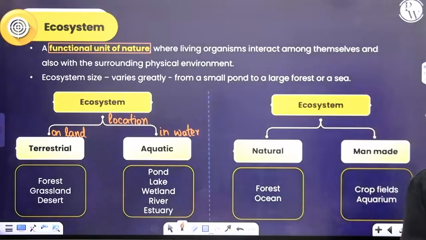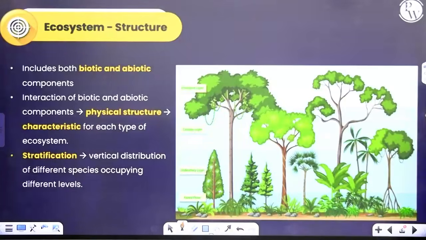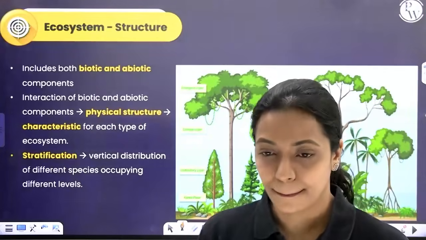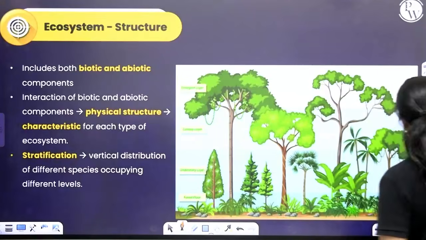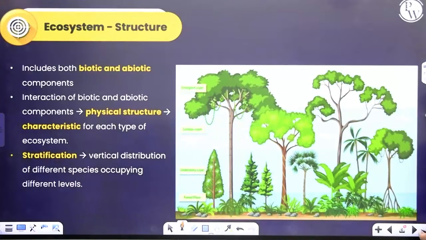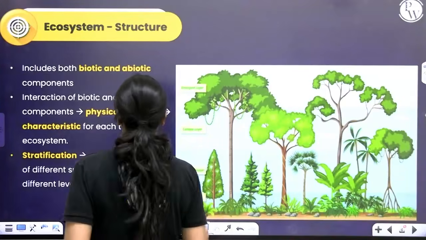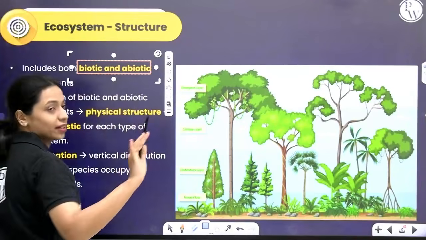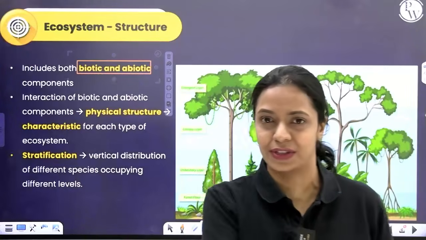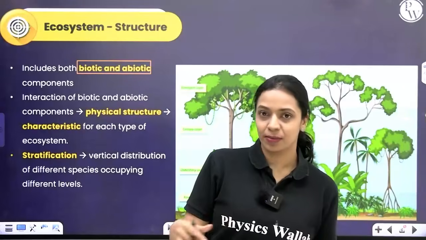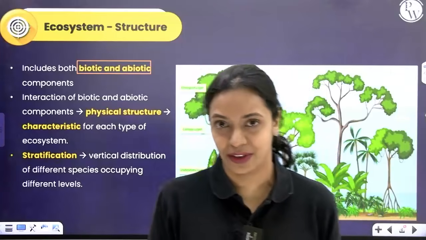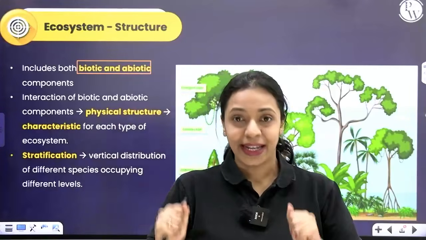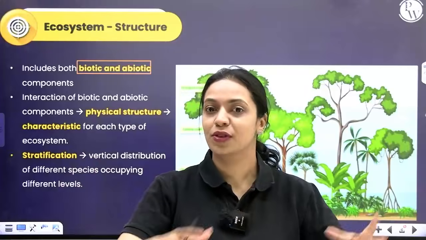All right, now let's move on. I've already mentioned many times that an ecosystem includes both biotic, living, and abiotic, non-living or physical components, right? In an ecosystem, these biotic components and abiotic components constantly interact with each other. This also we are aware of. Now, depending upon that interaction, you have different types of ecosystems.